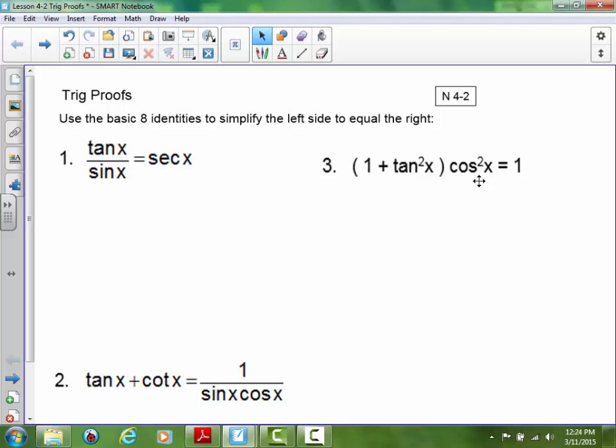Okay, so we're doing trig proofs. This is lesson N-2, and we're going to basically continue on with lesson 4-1, where we simplified trig expressions. You'll notice the difference here is we now have an equal sign. So we're going to follow these instructions. It says use the basic 8 identities.